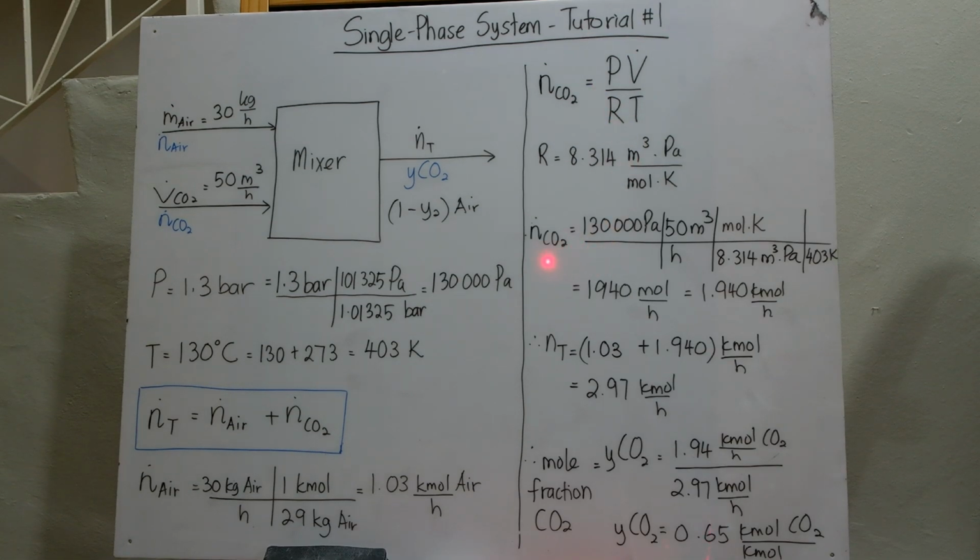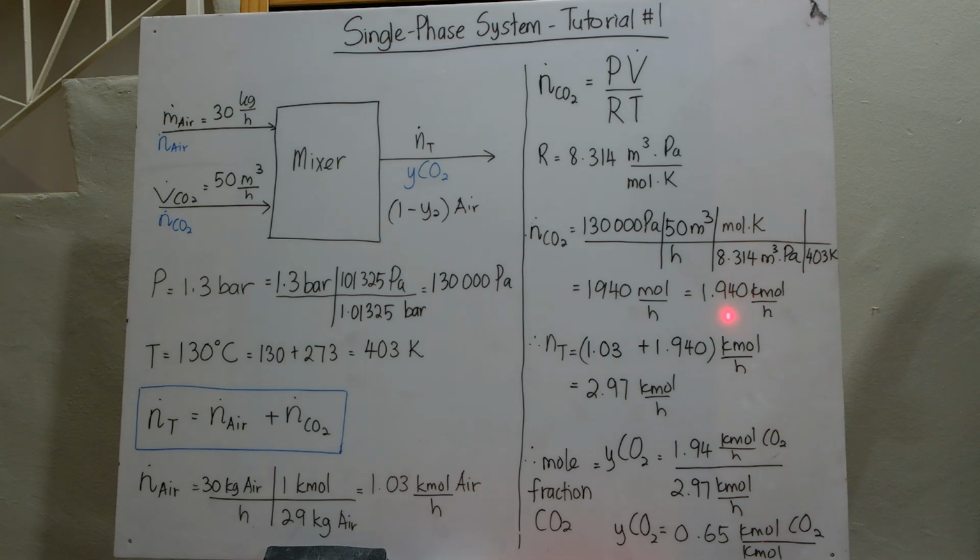So now we can start solving and get our molar flow rate for carbon dioxide. We use this equation. We know our P is this value here, and our volumetric flow rate is 50 meter cube per hour, divided by R, this is our R, and then divided by T. Our T is 403 Kelvin. When you do the calculation, you get 1940 mole per hour of carbon dioxide, which is equivalent to 1.94 kmol per hour. I changed this mole to kmol because I want to make it similar to kmol of air just now.